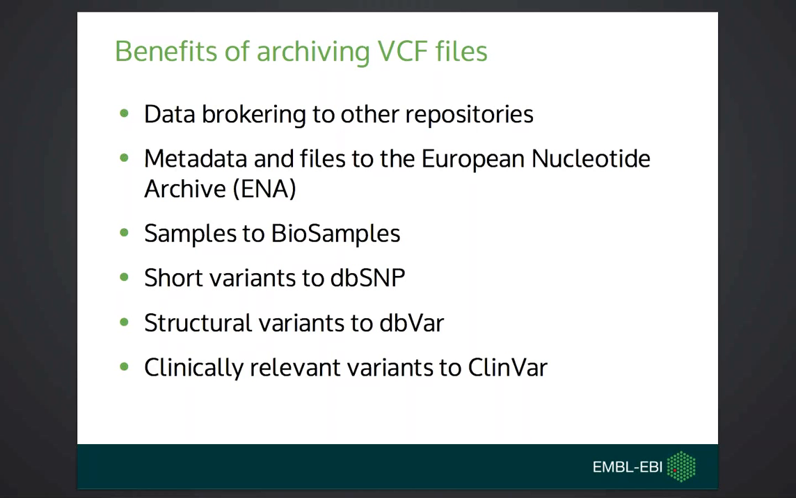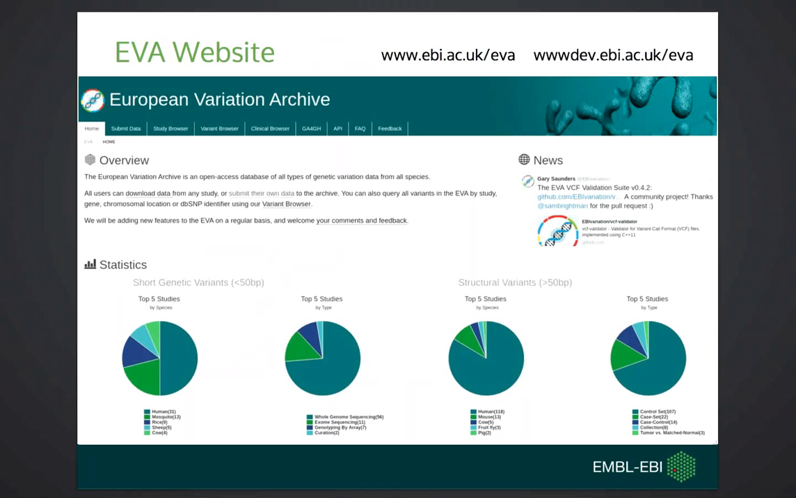So moving into the metadata that can be consumed, this is the EVA website. If you look at the top part of it, there's a menu with some instructions on how to submit data, then a study browser to search through the studies that are available in the archive, a variant browser to explore variants independently, a clinical browser for variants with clinically relevant information, some GA4GH demonstration of our API, documentation for said API, and then some help and feedback.